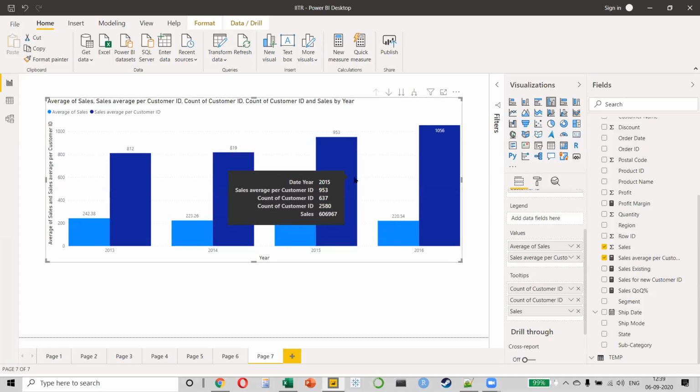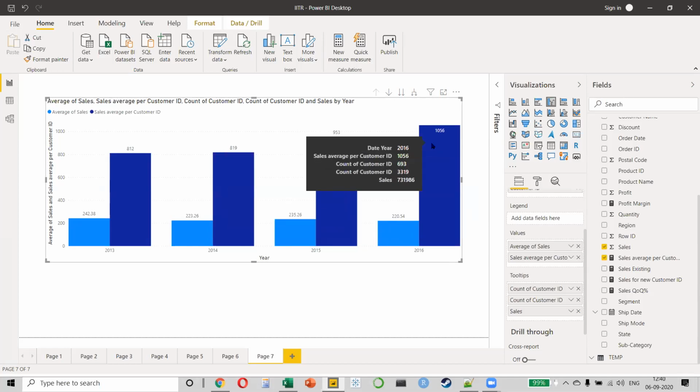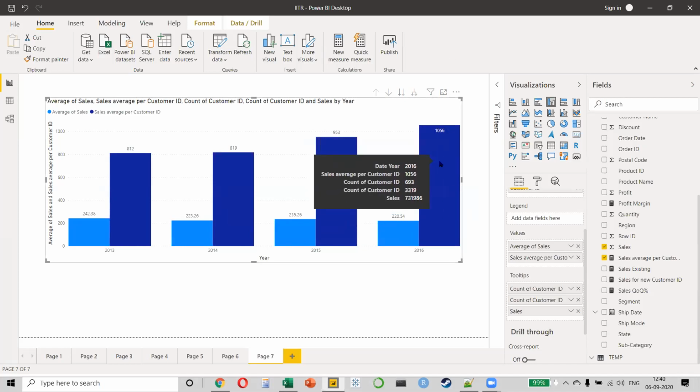This is the interesting part. This 1056 tells me that if I have a number of customers, the average of those customers is 1056. But does it tell me how many customers were there? Absolutely not. Maybe it was one customer, maybe it was 10,000 customers. The only thing it is telling me right now with confidence is that however many customers there were, the average was 1056.